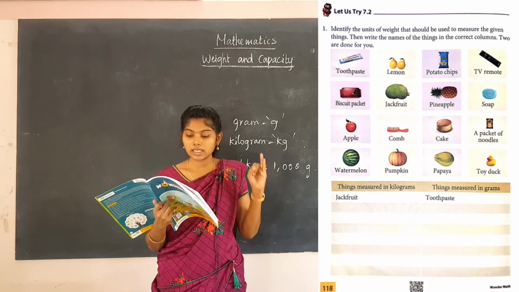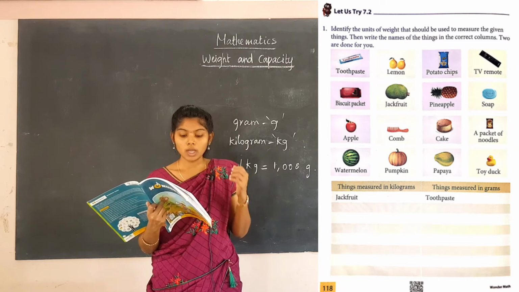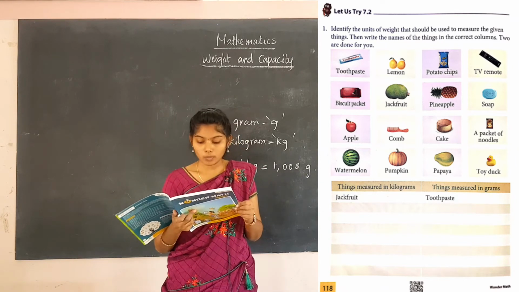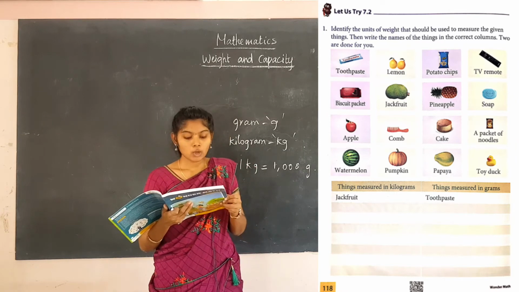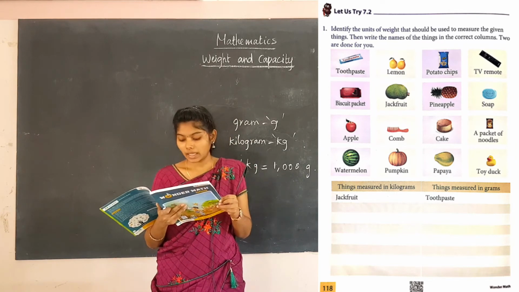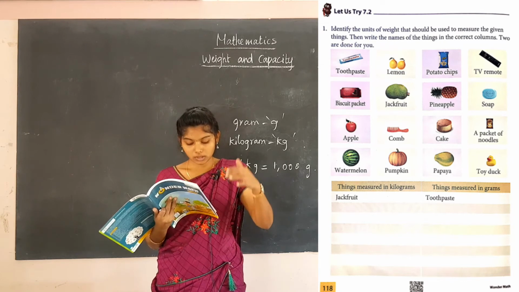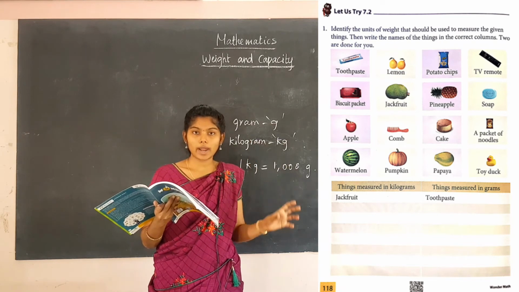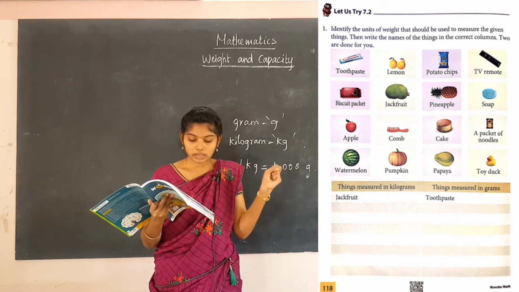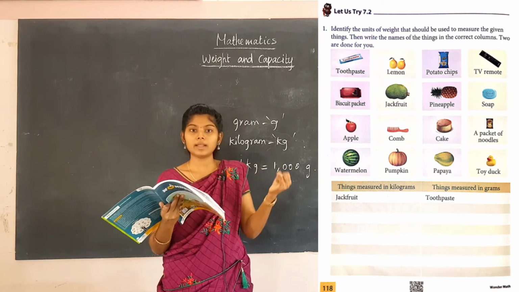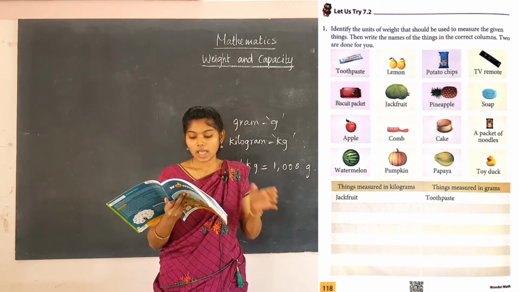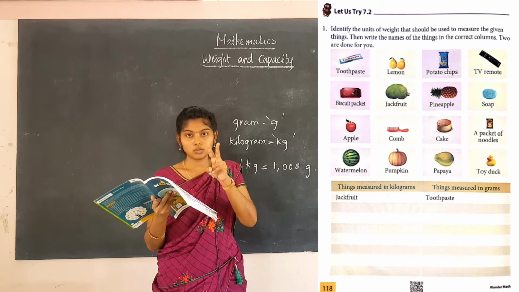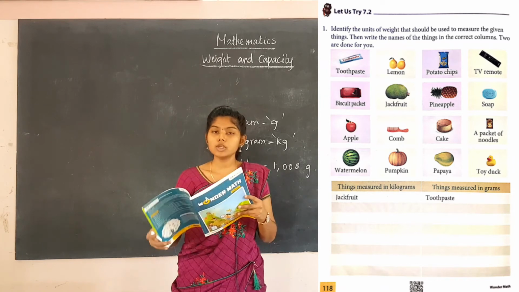See, toothpaste, lemon, potato chips, TV remote, biscuit packet, jackfruit, pineapple, soap, apple, comb, cake, a packet of noodles, watermelon, pumpkin, papaya, toy duck. And here below, see the things measured in kilograms, things measured in grams. So you are going to write below in the given blocks. The two things are given, right? Jackfruit is mentioned in the kilogram box, and in the measurement of grams it is written as toothpaste. So two things are given for you, and the remaining you are going to do.